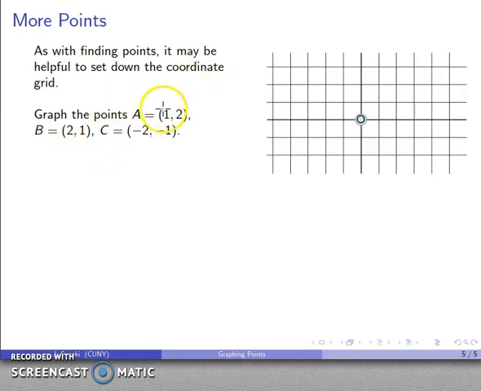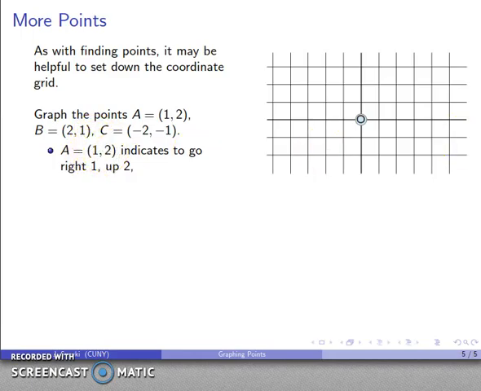and that's where the point F is located. As before, if I am finding many points, it's helpful to set down a coordinate grid, but not absolutely necessary to do so. So here I have a bunch of points, A being point 1, 2, B being 2, 1, C being negative 2, negative 1. So let's take a look at that.